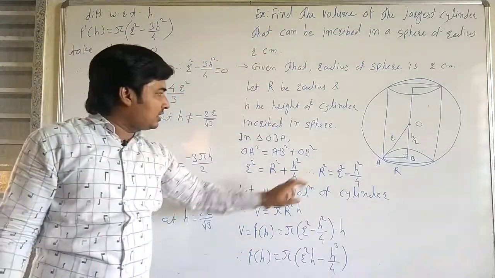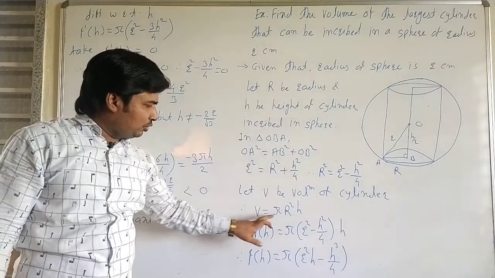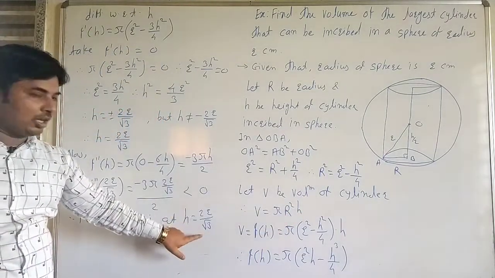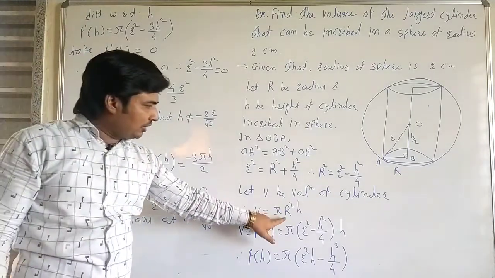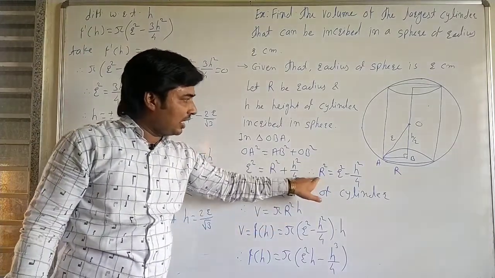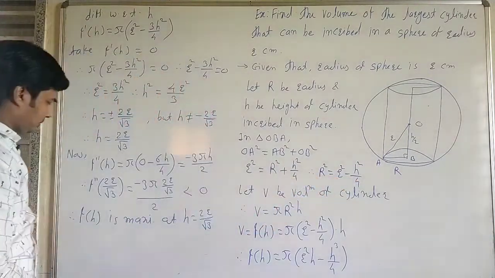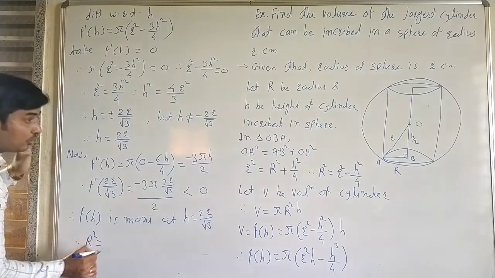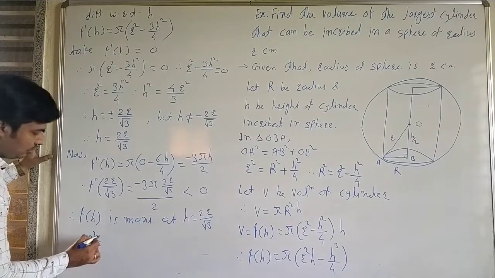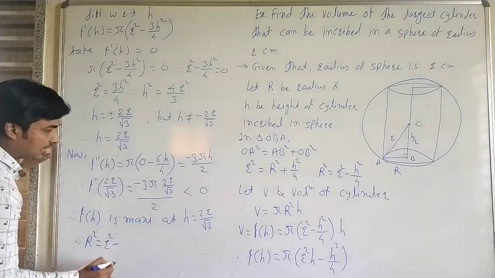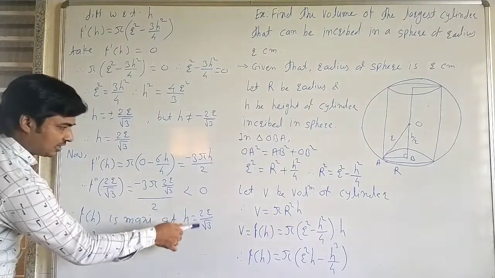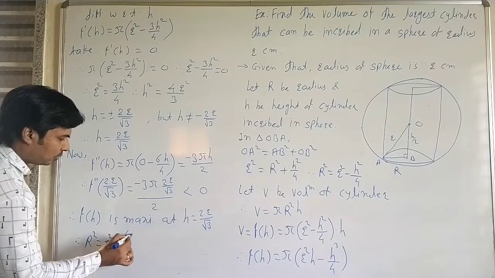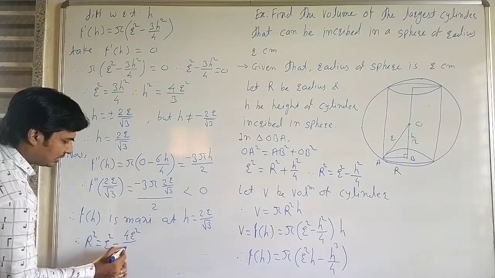Therefore the largest volume is V is equal to pi r square h. H is this 2r upon under root 3, it is the height. Then we find the r, that is r square, in this condition. Therefore, capital R square is equal to small r square minus h square. Therefore h square is 4 r square by 3.